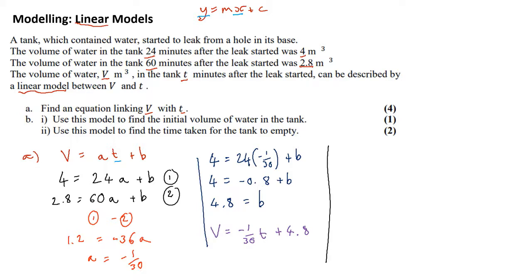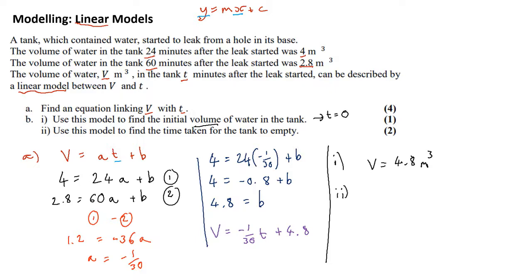Part B of the question, part i. Use this model to find the initial volume of the water in the tank. So the initial volume is at the point T equals 0. So when T equals 0, we substitute T equals 0 into our equation. And when we do that, we just get V equals 4.8. I'm just going to write it as 4.8 meters cubed.